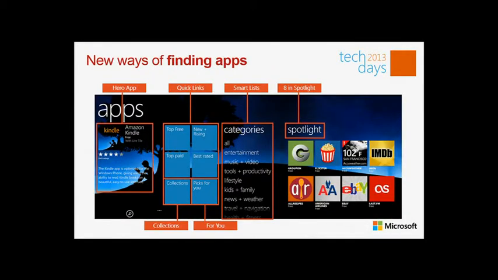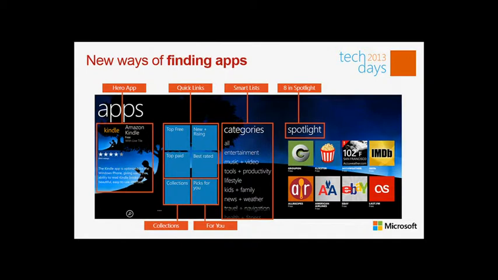I mentioned this already, but it's good to point it out again: the idea of actually making apps much more discoverable. Here you have an example of the Windows Phone application. This is the panorama that the end user would see. And you can see that there's a number of different ways that we entice the end user to come in and have a look, right?